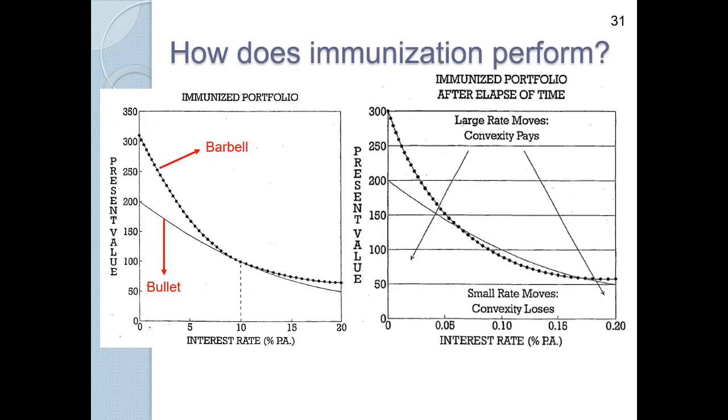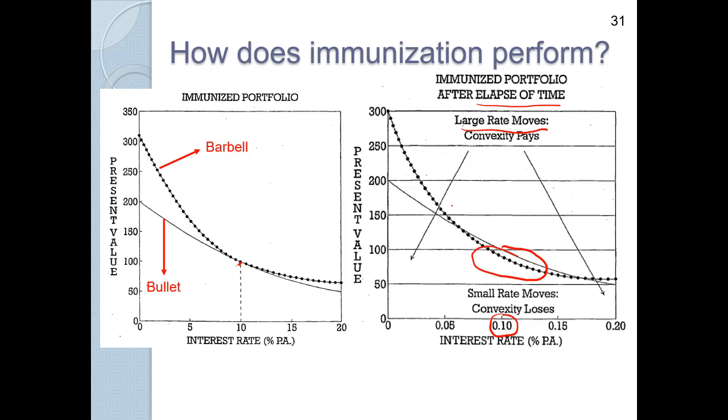Let's look at this graphically. Here we have our immunized portfolio. The one with the dots is the barbell, the other one is the bullet. Let's say interest rates are at this level, 10%. If rates go up or down, then the barbell is going to do much better. Now, what happens with time passage? The barbell now is going to do worse if interest rates don't move. So if interest rates remain at the same 10% level, then you're going to lose money in the barbell immunization strategy. The barbell is going to be much better if there are large movements in interest rates.